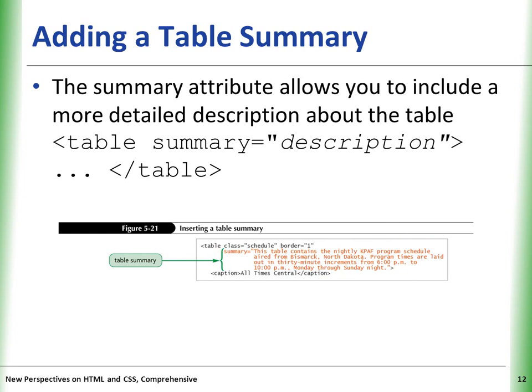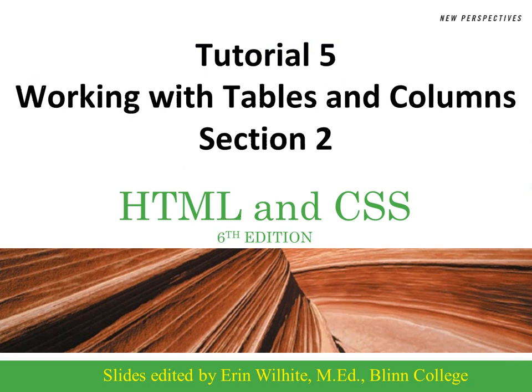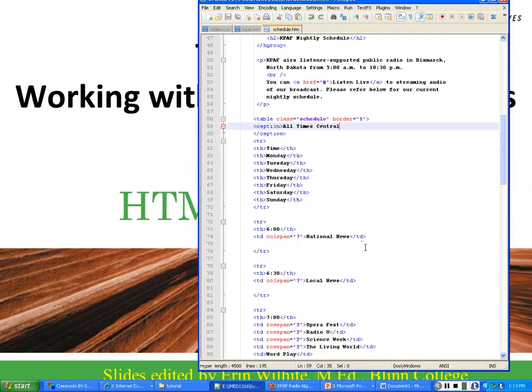And then we can add a table summary to include more detailed description about the table. So let's get back to finishing this section up. On page 337, there's a red box that talks about creating row groups that you need to read. And in the brown box at the bottom of 337, it says, enclose the first row of the table within an opening and closing set of T-head tags. So here's the first row of the table here.